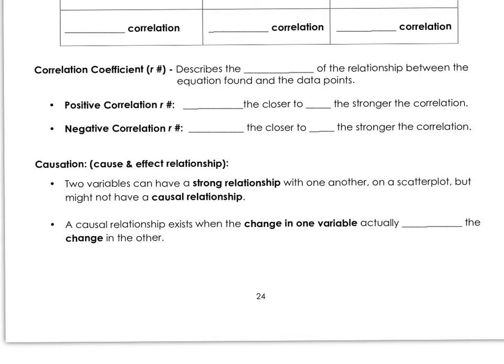When analyzing the data, we're looking for the correlation coefficient, and that's the R number. This describes the strength of the relationship between the equation found and the data points. So when we have a positive correlation, the R value will be greater than 0 but less than or equal to 1, and the closer to 1, the stronger the correlation. A negative correlation means the R value is greater than or equal to -1 but less than 0. And the closer to -1, the stronger the correlation.